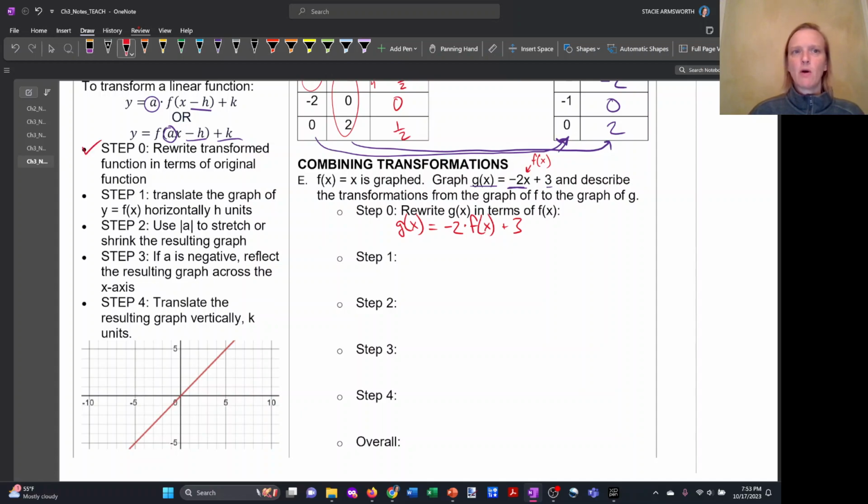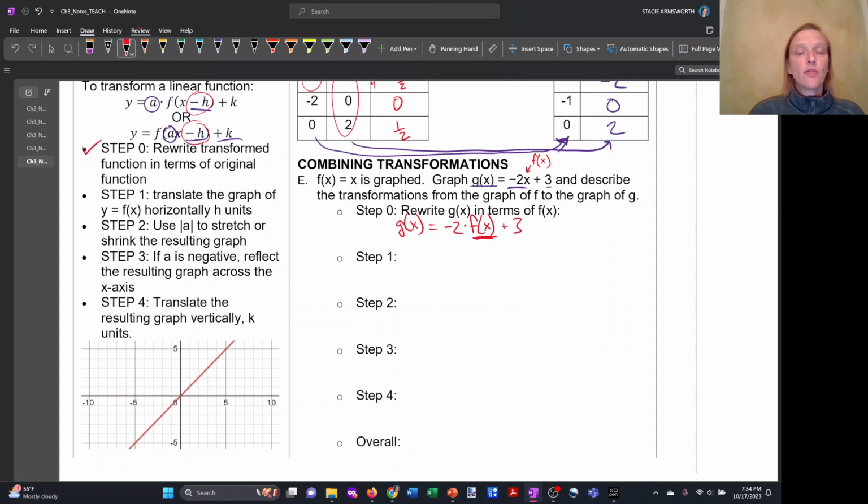So that was my step 0. I rewrote my transformed function in terms of the original function. So I wanted to be sure that my f of x was written in that function. So now I can see what addition or subtraction or multiplication there is to transform this function. Step 1: if there's any horizontal translation, if there's an h value that I'm adding or subtracting from x before I evaluate the function, I do that first. You do any input additions first.